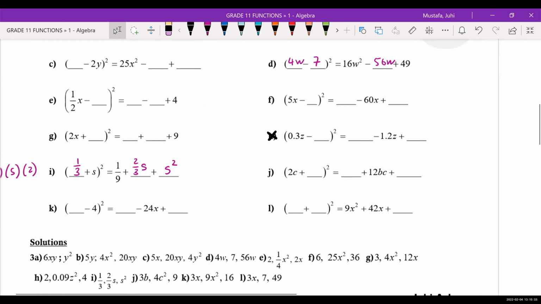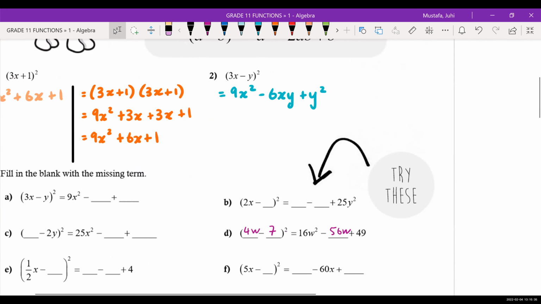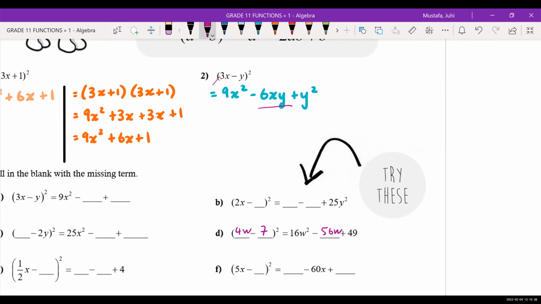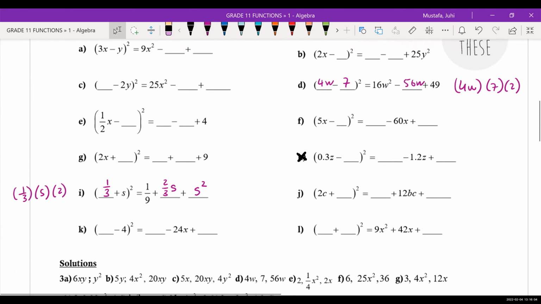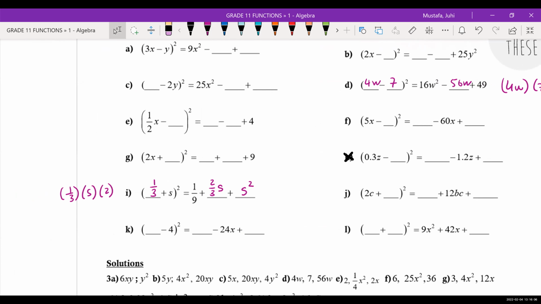Sure. Okay, so whenever you have a binomial, like any sort of binomial squared, to get the middle term, what you do is you take the first term. So see how the first term in that example is a 3x. Then you take the last term, and the last term is y, and you multiply all of that by the number 2. So it's 3x times y times 2, which is 6xy. In this example, we're going to take 4w times 7 times 2. So 4 times 7 times 2 is 56, and then there's still a w there. And then over here, we did 1 over 3 times s times 2, so it'll be 2 over 3s.